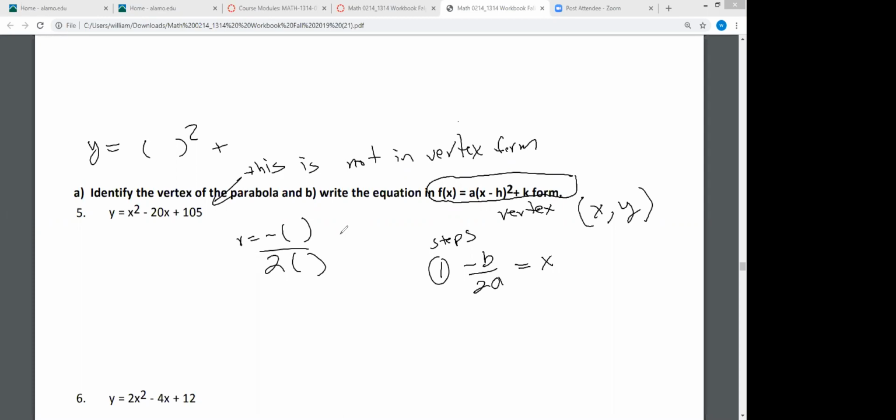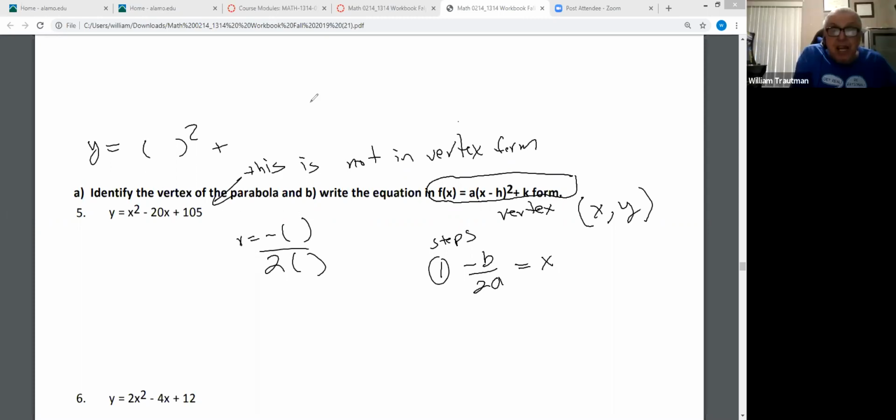B is -20 and A is 1. Remember, A is always the number in front of the square, the invisible 1. A equals 1, B equals -20, and C equals 105. In the quadratic formula, A is the number in front of x squared, B is the number in front of x, and C is the number without the x. We only need A and B. So I'm putting a -20 in the B spot, and a 1 for A.